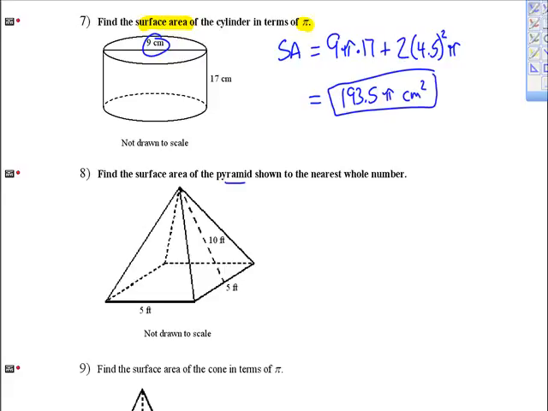Number 8, we're doing the surface area of a pyramid to the nearest whole number. In this case, I see basically two basic shapes. I've got a square on the bottom. The surface area of the square is pretty easy. 5 by 5 is 25.